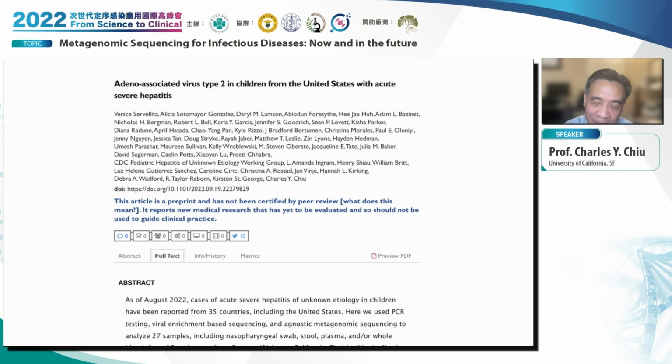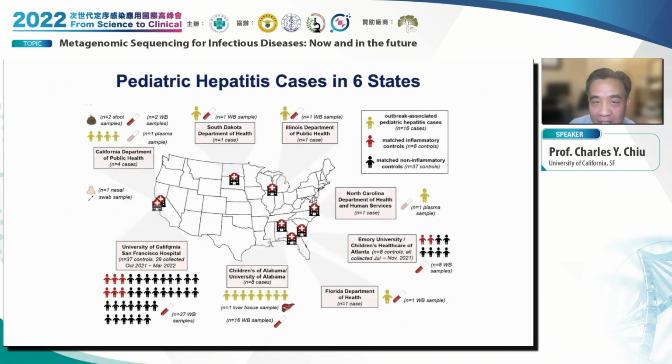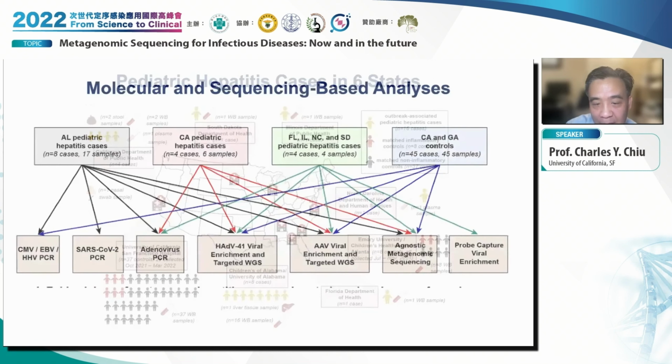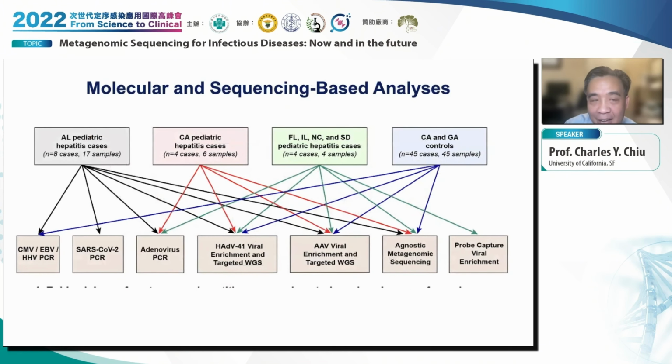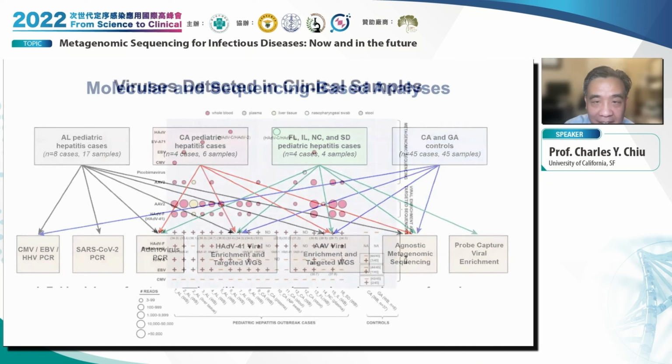It's actually commonly been leveraged as a gene therapy vector. It infects both children and adults readily, but it's never been linked to disease up until this point. And so we were able to look at pediatric hepatitis cases from 6 states, as you can see here, looking at a variety of samples: whole blood, plasma, and nasal swabs, and in a few cases, stool as well. Most of our findings are directly from whole blood, for which we had the most samples. And we applied a battery of different molecular and sequencing-based analyses.